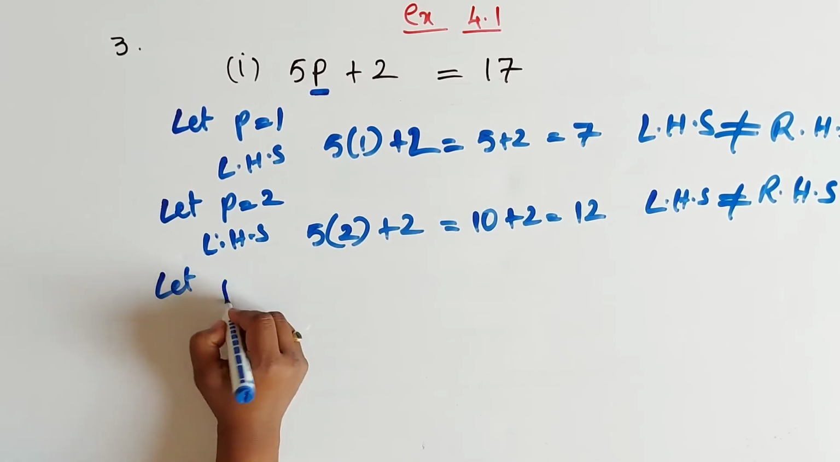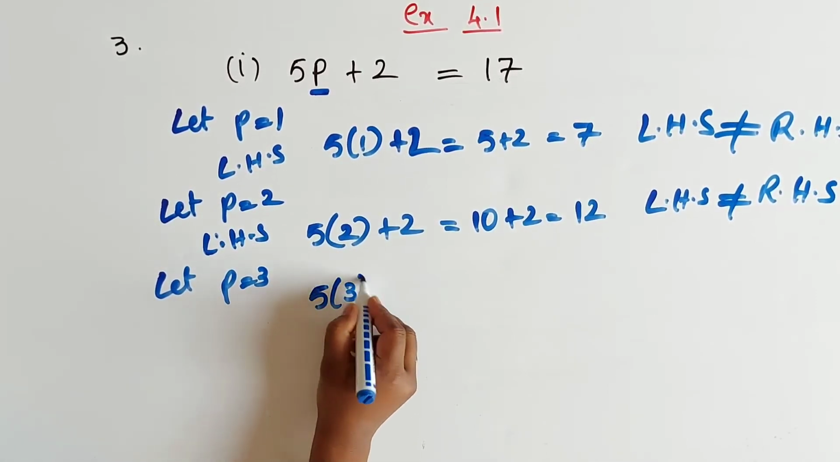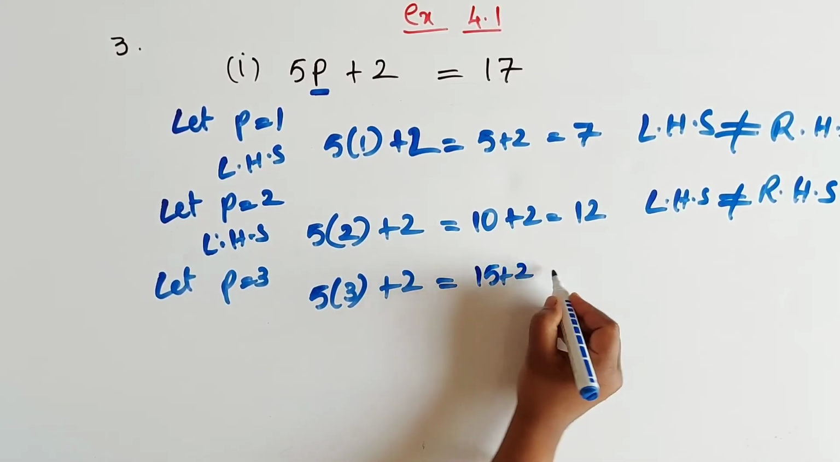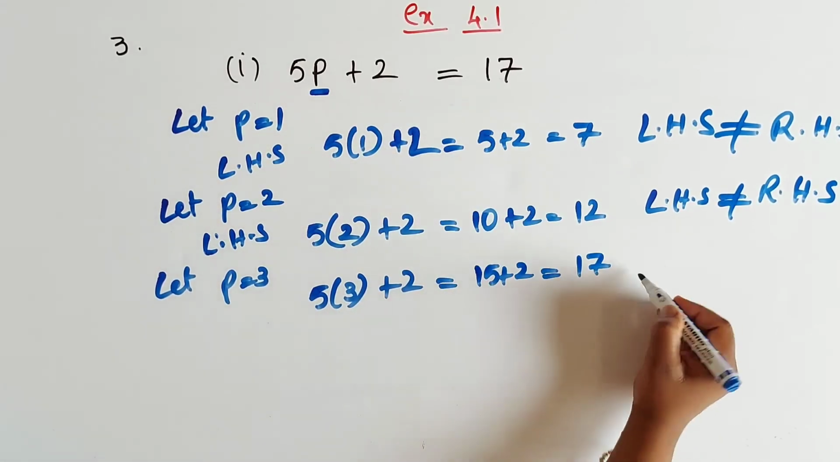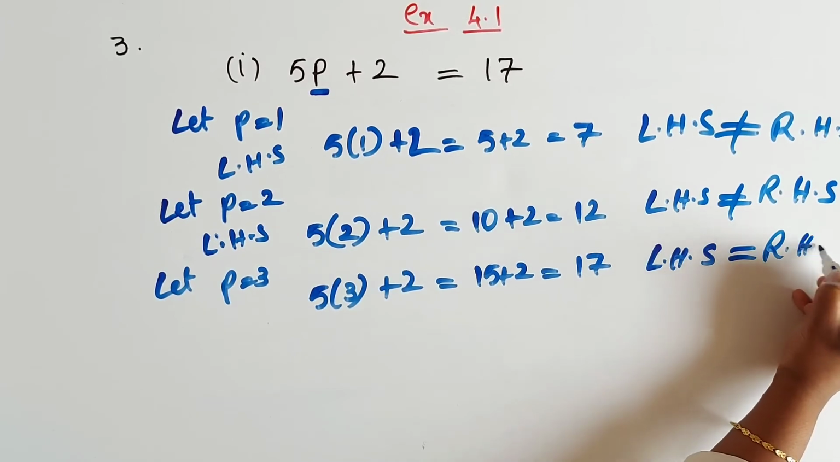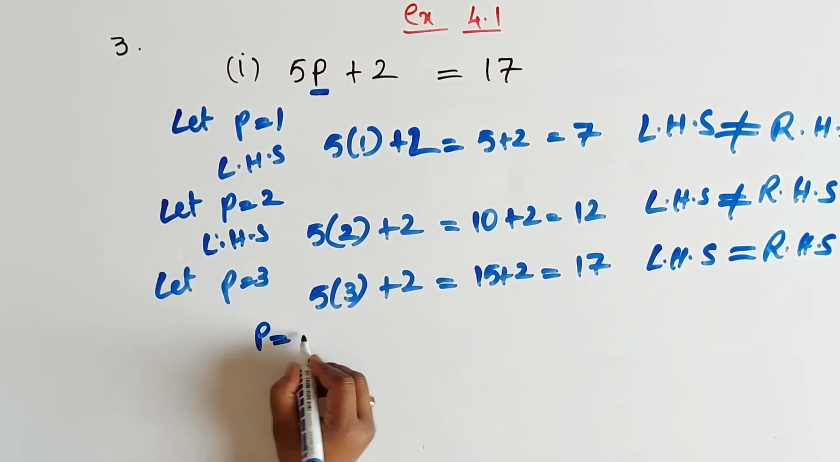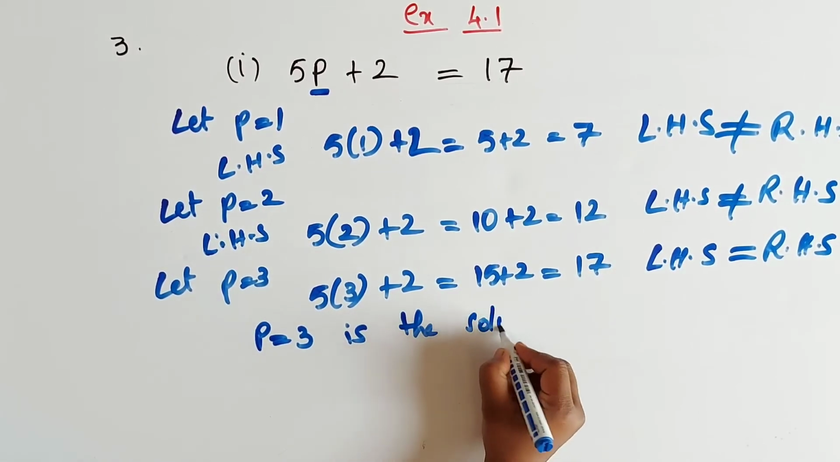Let us try p equal to 3. So 5 into 3 plus 2. 5 3s are 15 plus 2, children, that is 17. See here RHS value is also 17. Here LHS is equal to RHS. So p equal to 3 is the solution for the given equation, children.